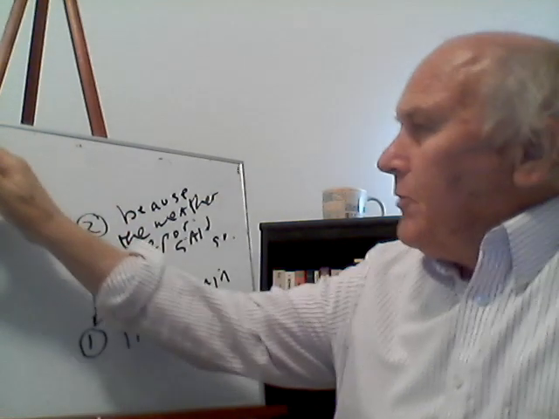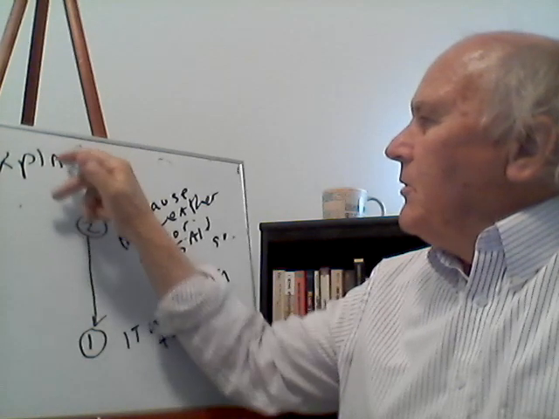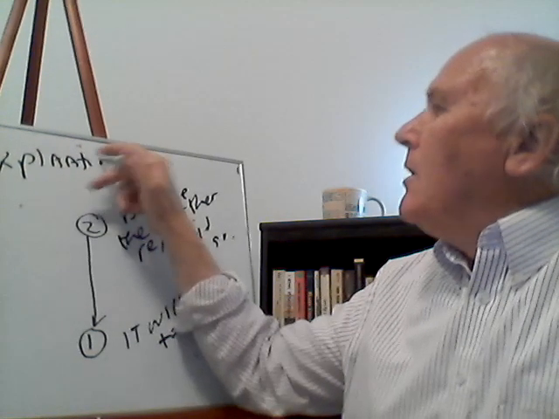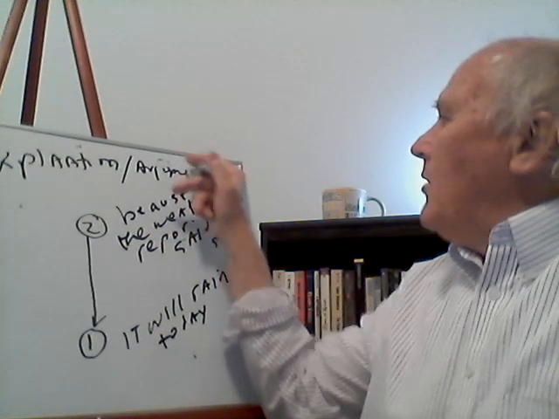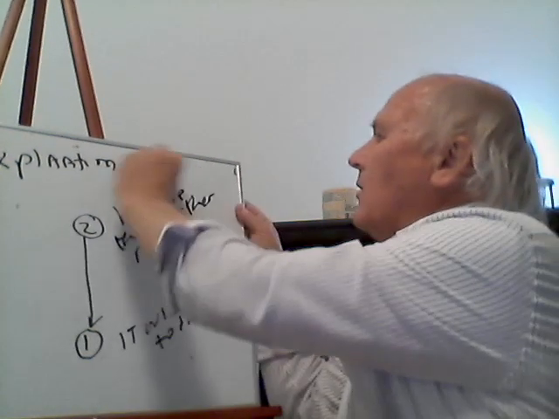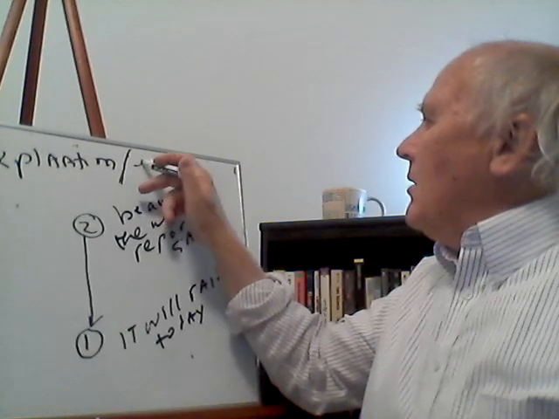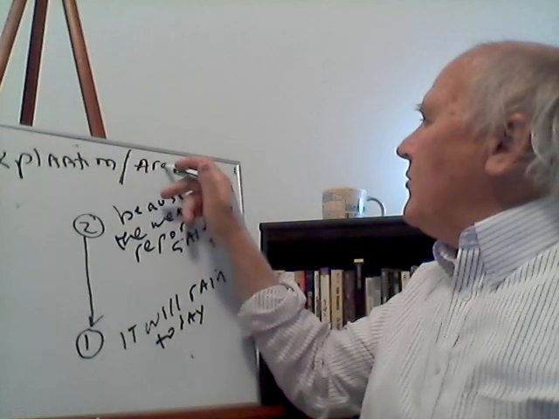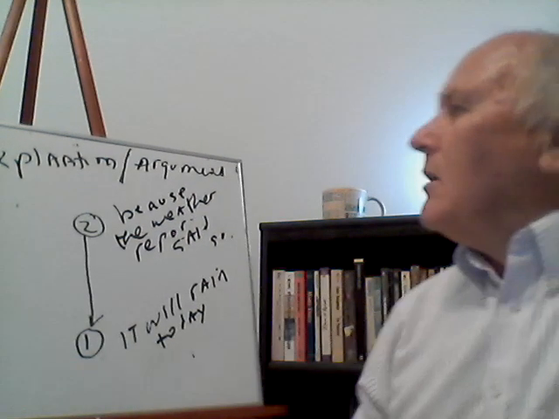Arguments are different from explanations, and this is basically the main point I want to make in this little video that I'm doing right now. Arguments are different from explanations. Arguments try to show that something is true, and explanations do not try to show that something is true. What they do is they tell you that something is true, and then they tell you why it is true.